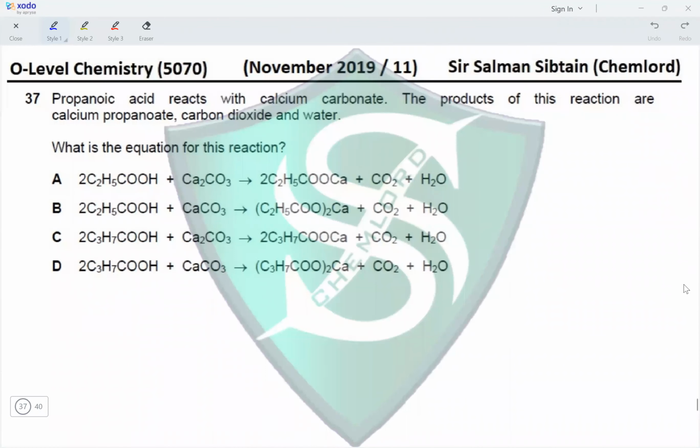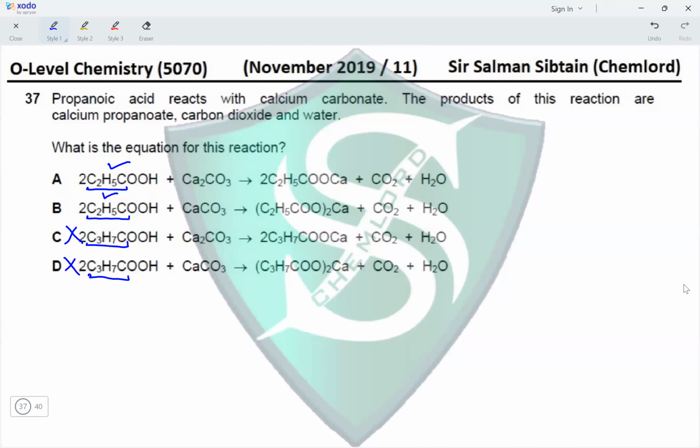Question 37. Propanoic acid reacts with calcium carbonate. The products of this reaction are calcium propanoate, carbon dioxide, and water. What is the equation for this reaction? So, propanoic acid is reacting. A has propanoic acid present, B has propanoic acid present, C has butanoic acid present, and D has butanoic acid present. So options C and D have been eliminated.